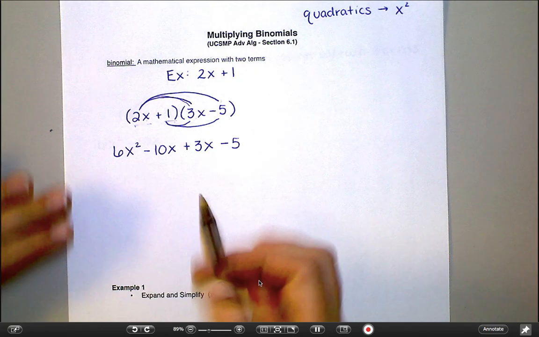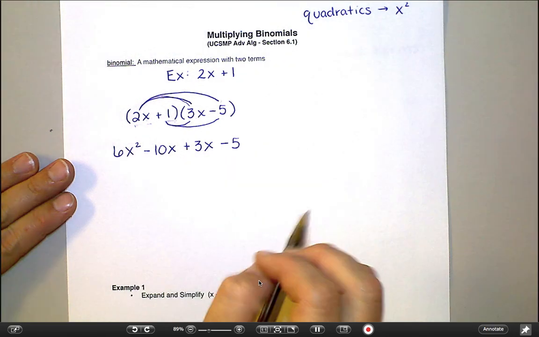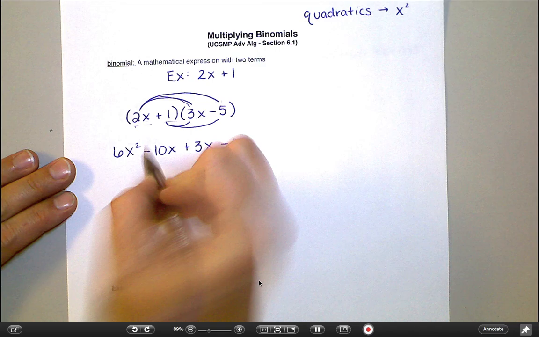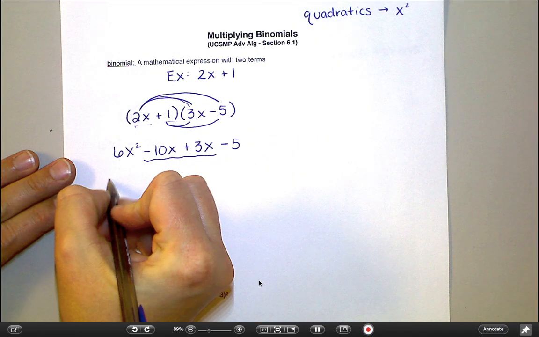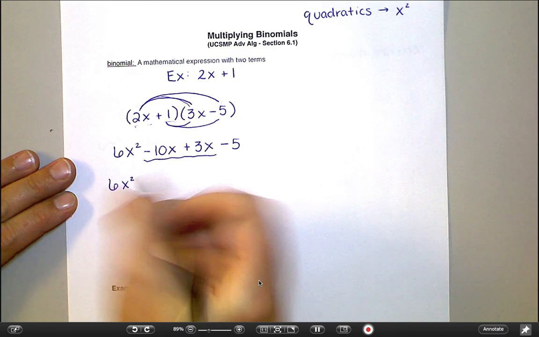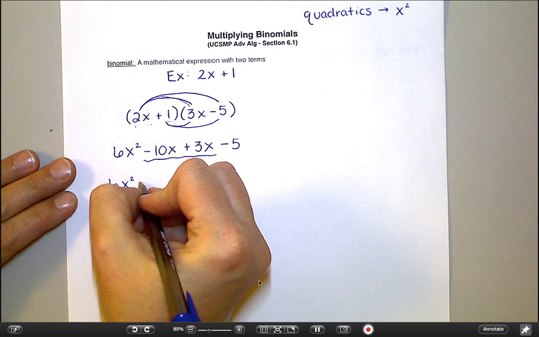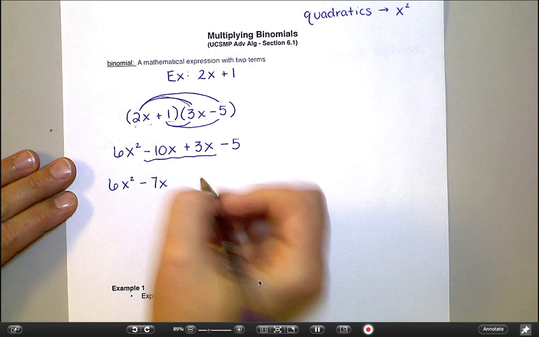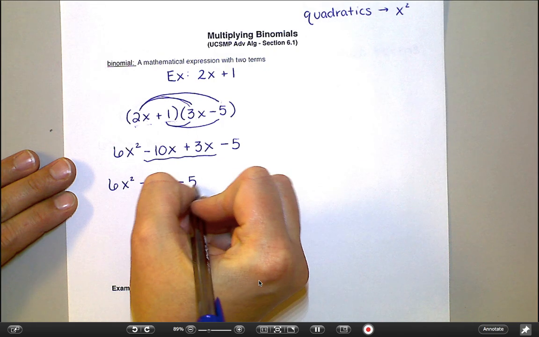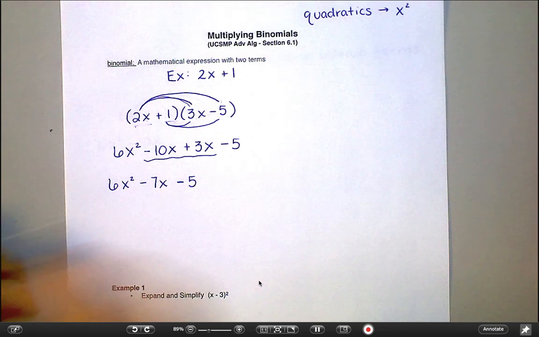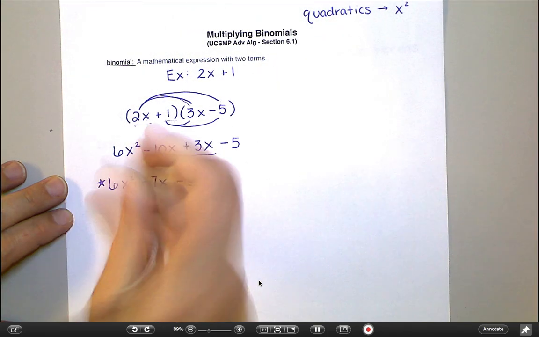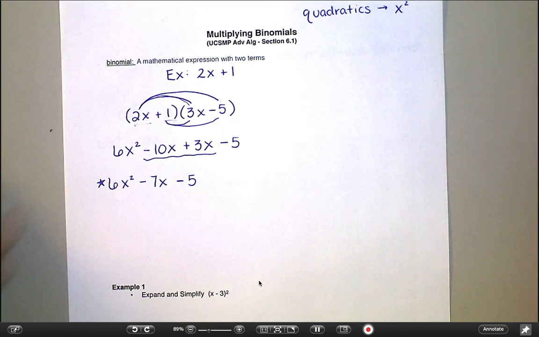Now, within those 4 pieces, you can usually combine a couple of them, typically the middle ones. I can combine negative 10x and 3x. So we have 6x squared. Let's see, negative 10 plus 3 is negative 7x, and then minus 5. Okay, 6x squared minus 7x minus 5. And this would be your answer. Okay, this would be this multiplication problem simplified. That's as far as you can go. Okay, there's nothing else you can do with that.